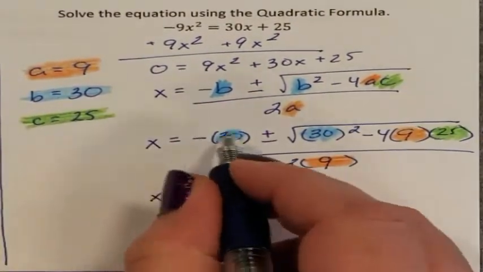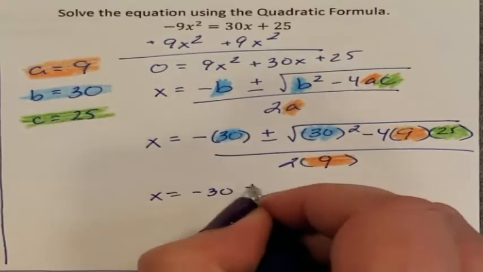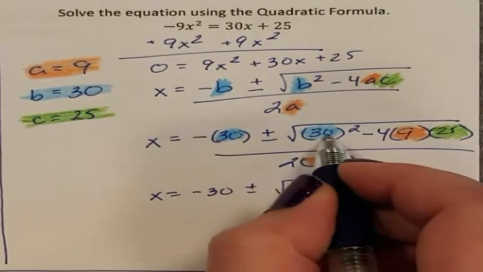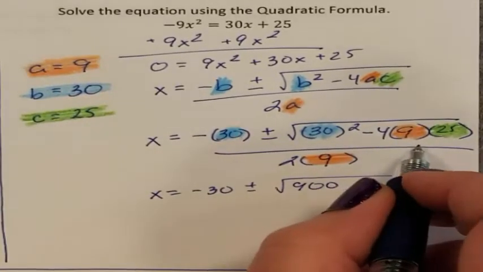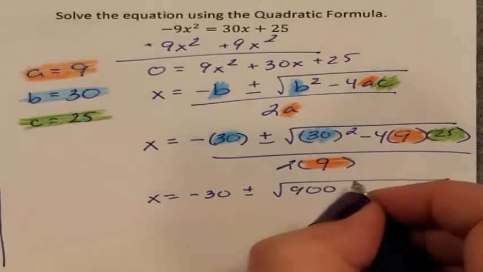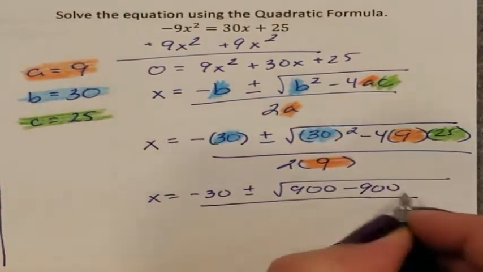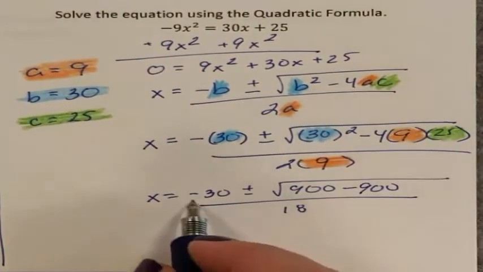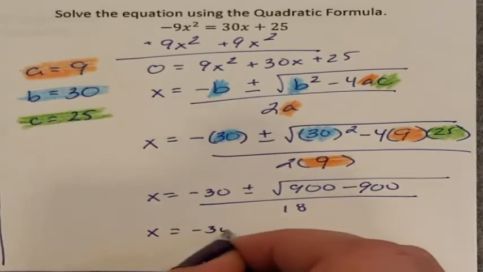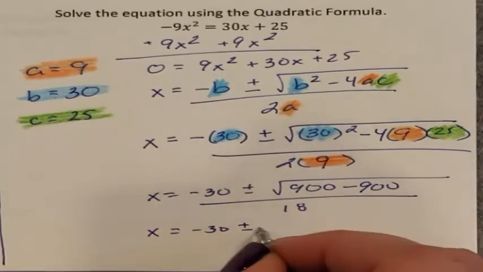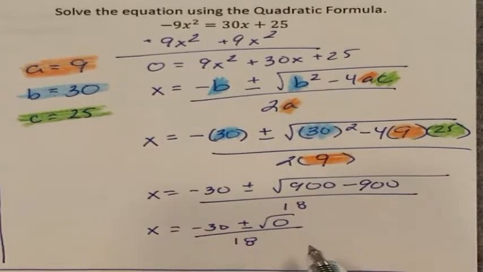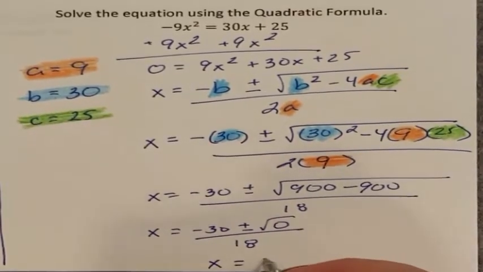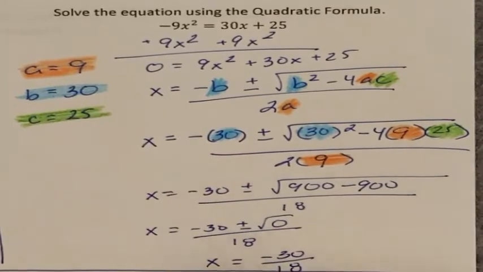So I have x being the opposite of 30, which is a negative 30, plus or minus the square root of 30 to the second power is 900. Negative 4 times 9 times 25 is a minus 900 all over 18. This is negative 30 plus or minus the square root of 0 all over 18. The square root of 0 is 0, so I end up having negative 30 divided by 18, which I need to simplify.